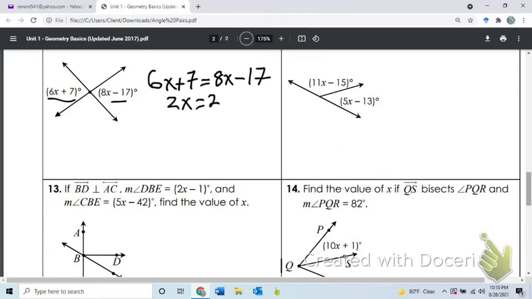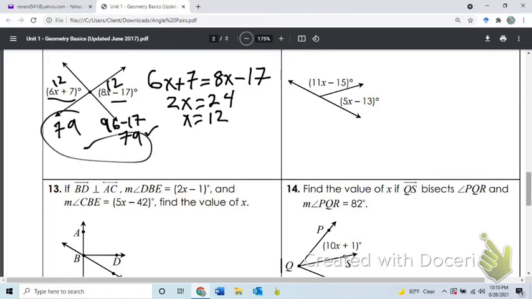Combine like terms. So x equals 12. We then plug 12 in. It doesn't matter which one you do, you're going to get the same answer. 6 times 12 is 72. 72 plus 7 is 79. 8 times 12 is 96. 96 minus 17 is also 79, which means that the angles are 79 degrees.